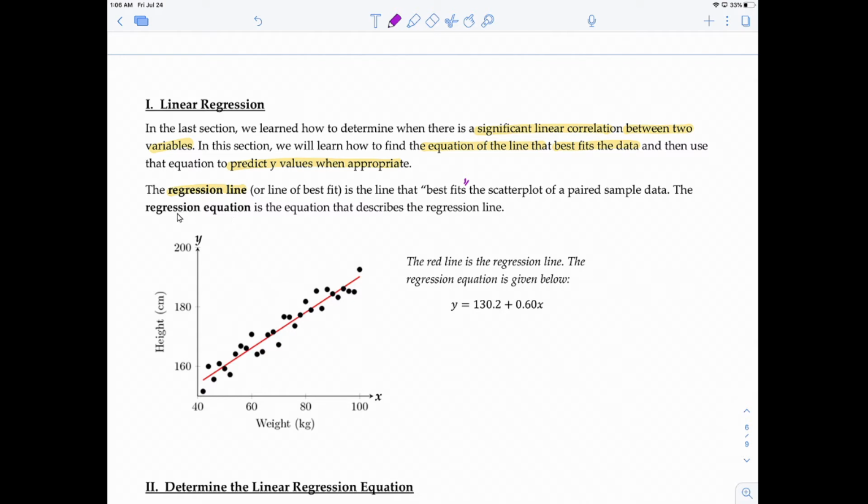All right, so the regression line, and then the equation that describes the regression line is called the regression equation. You're going to hear me say regression line and regression equation throughout this video. The regression line is the line itself, and the regression equation is the equation that describes the line. So the red line here is the regression line.